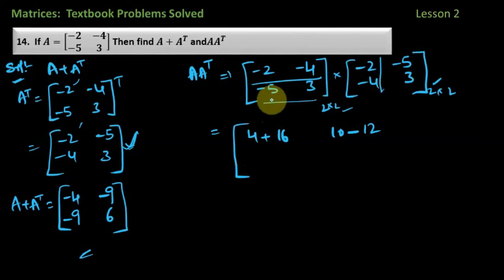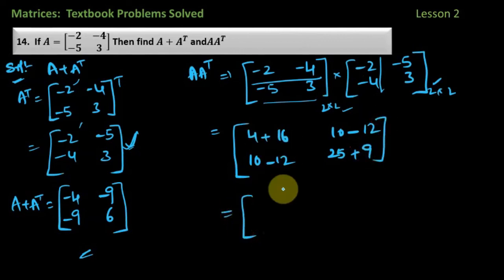Now the second row we'll fix and multiply with the columns. So minus 5 into minus 2 is minus into minus plus 10. 5 3s plus 3 4s are 12, minus 12. Here 5 5s are plus 25, minus into minus is plus, 3 3s are plus 9. So what is the final answer? 20, minus 2, this will become minus 2, and here 34. So this is my final answer.